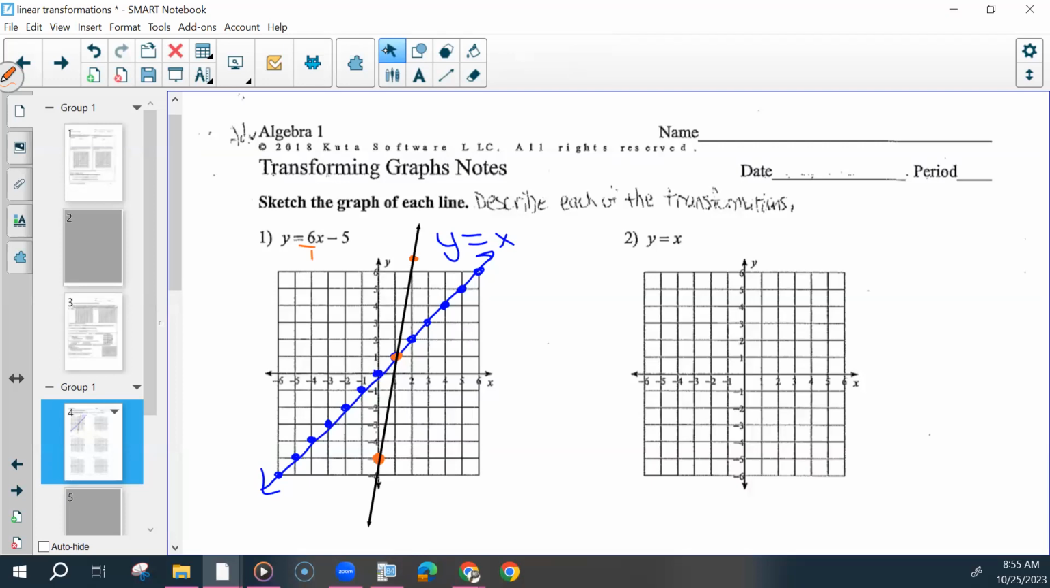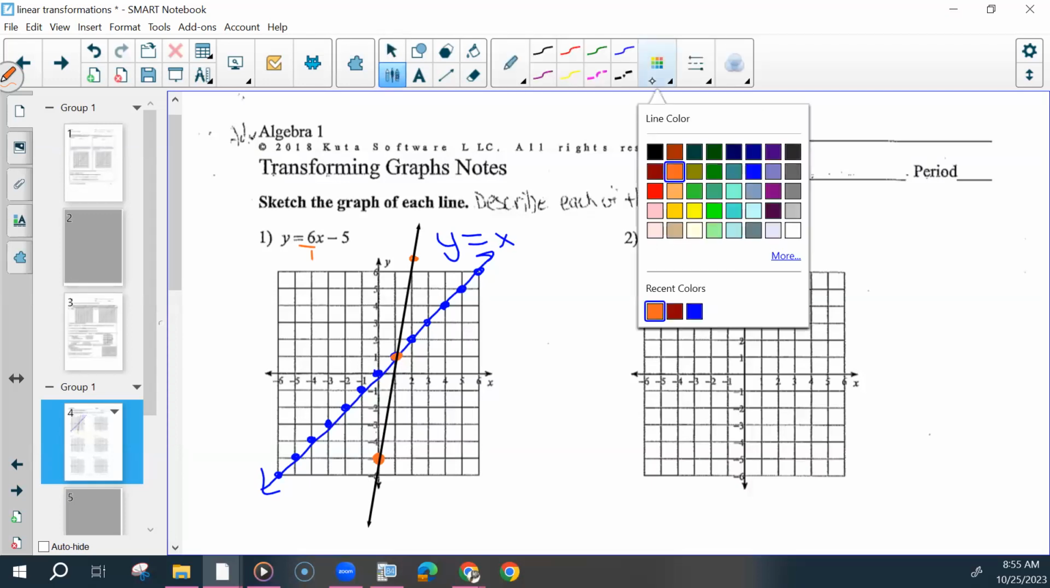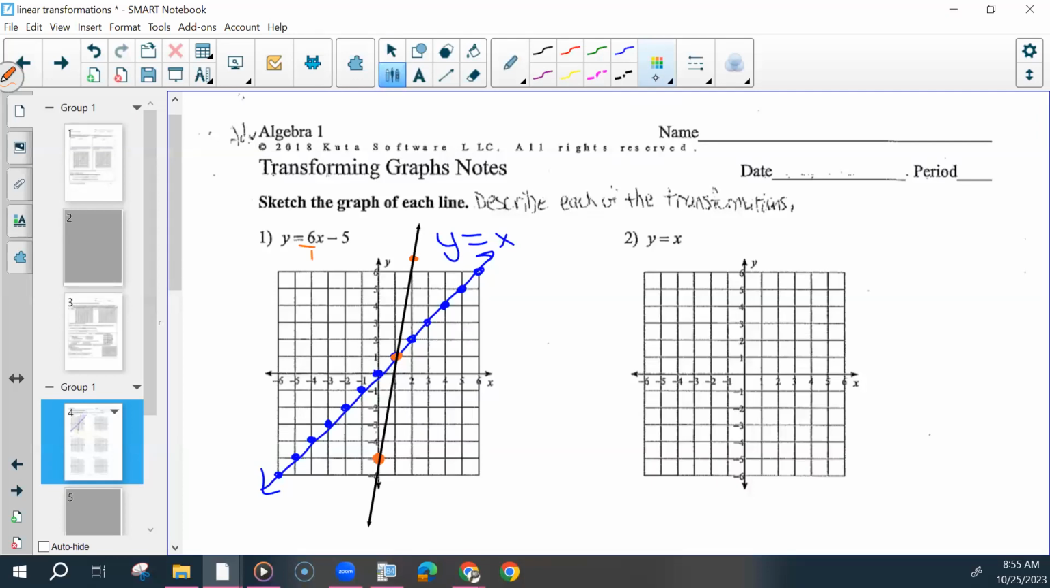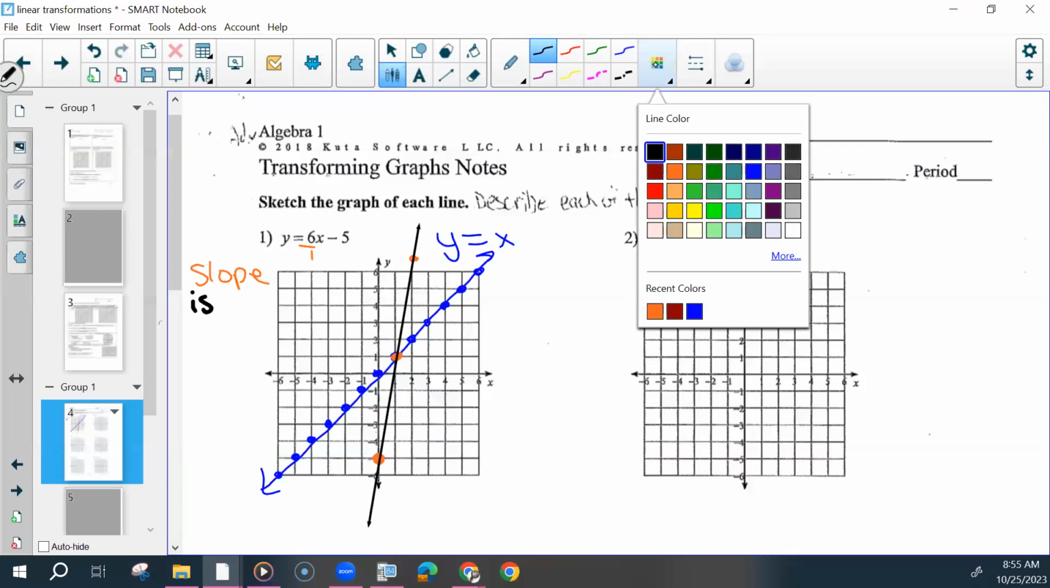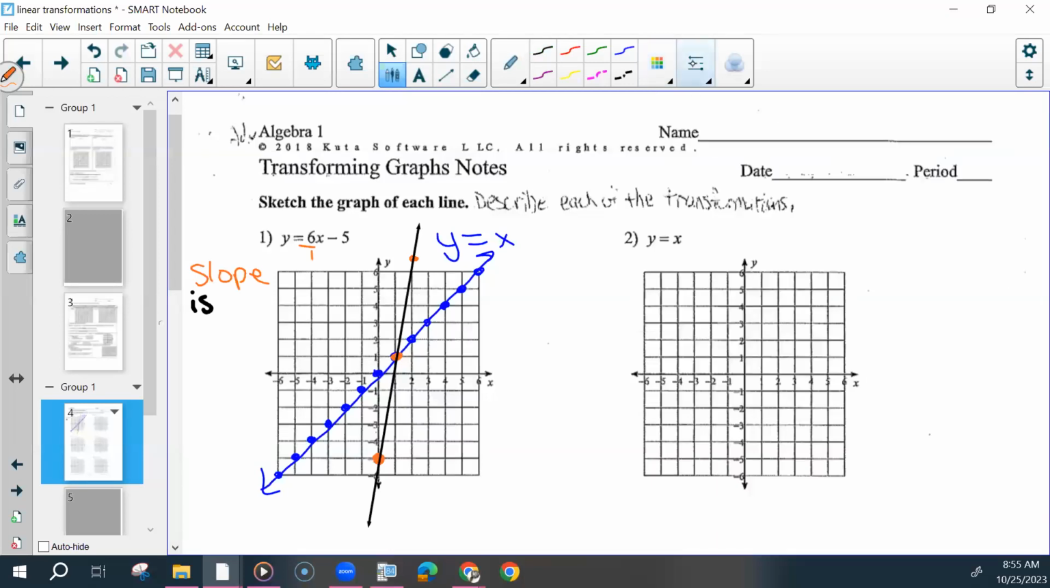So I was comparing the graph we just drew to the original. What changed? Everything. Okay. What specifically changed? So we can say it's got steeper. Slope got steeper by how much? What's the slope of our new line? 6. So we got steeper by 6.